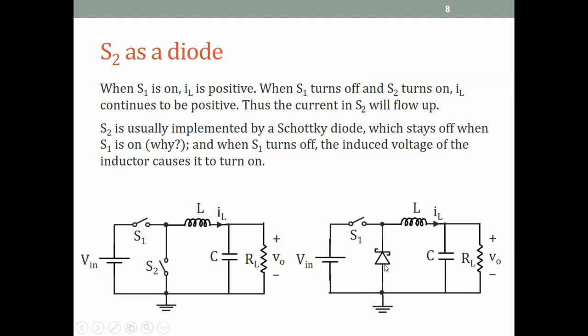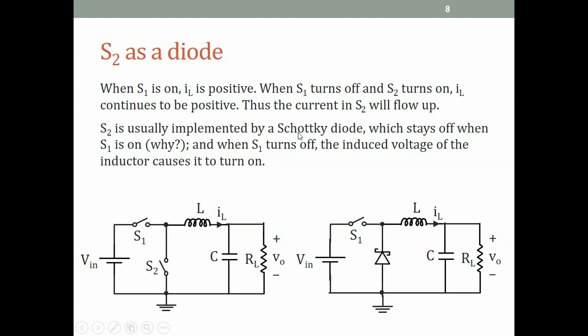In fact, one reason a diode is better than a switch is that we don't have to synchronize the closing and opening of S1 and S2. The diode automatically remains open circuited when S1 is closed, and the diode automatically turns on because of the inductor induced voltage when S1 is opened. Usually a Schottky diode is used.